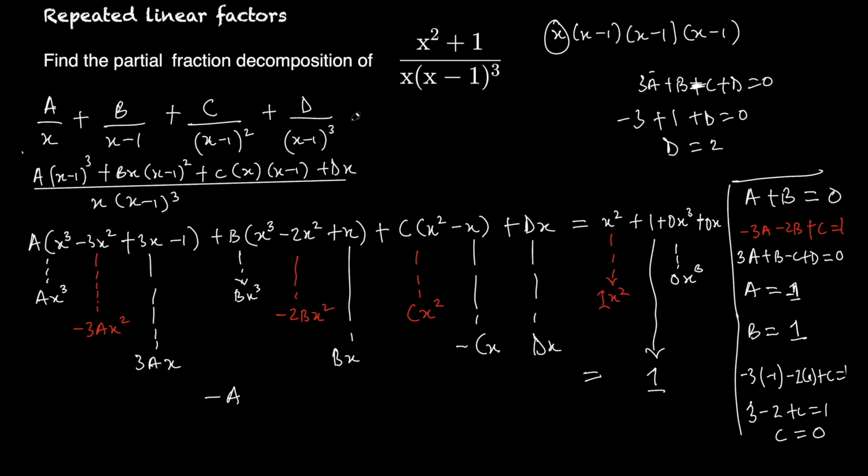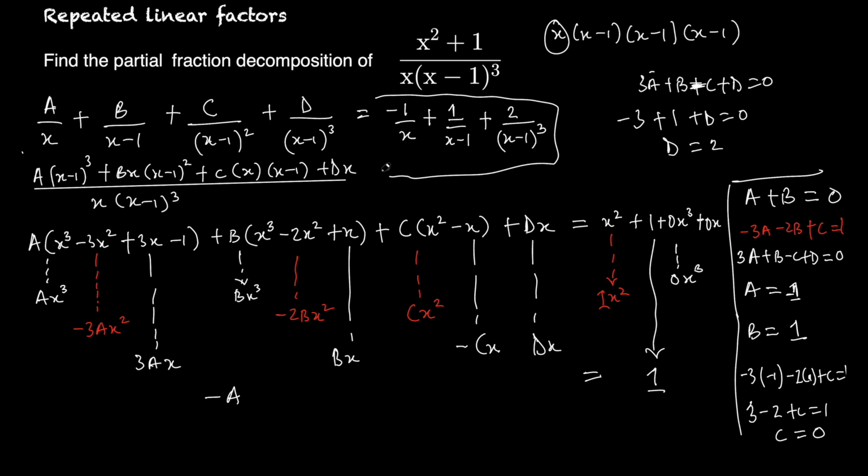Now, when you try to break this down, we can break it down as -1 over x, plus 1 over (x minus 1), plus C is 0, so we're not writing anything, and D is 2, so we have 2 over (x minus 1) raised to the power of 3. So this is the partial fraction decomposition of this.